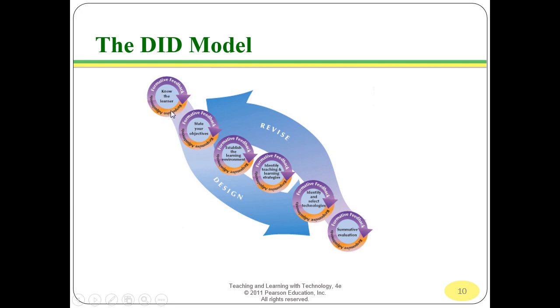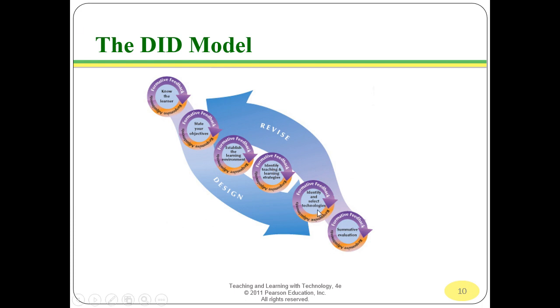Now, notice how this side takes us through the design phase. First of all, we've got to know our students. Then know exactly what our objective is. State it. Get it done. Then we get our learning environment established. Get our classroom ready. Then we find out what's the best way to teach this thing. Is it hands-on? Is it lecture? Is it a demonstration, combination? We just have to figure it out.